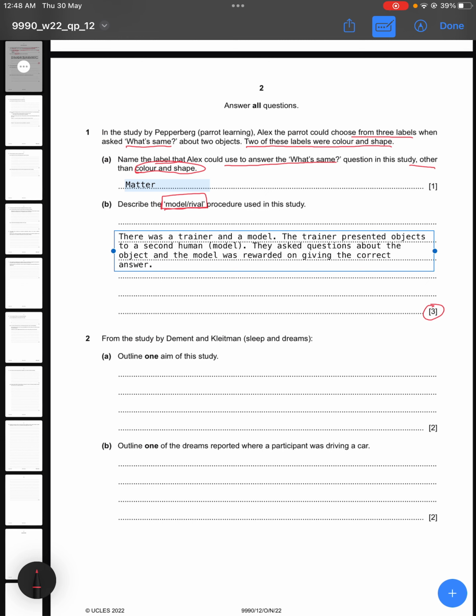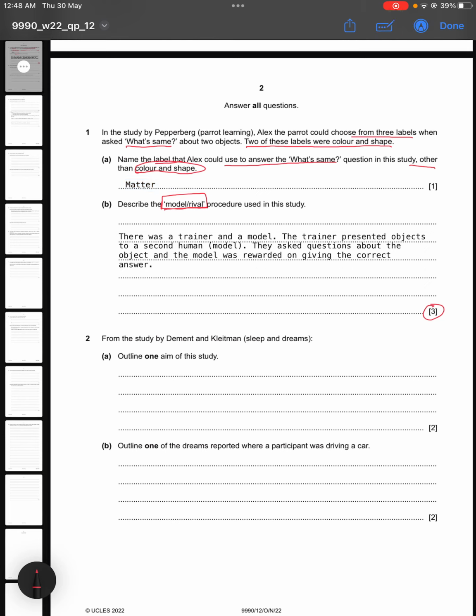You can write other points as well, such as they showed disapproval for incorrect answers, the second human acts as a model for Alex or any bird, and as a rival for the trainer's attention, rival for Alex. So you can also write that Alex was the rival for the attention, and the role of model and rival were reversed each time. You can write any other points as well.